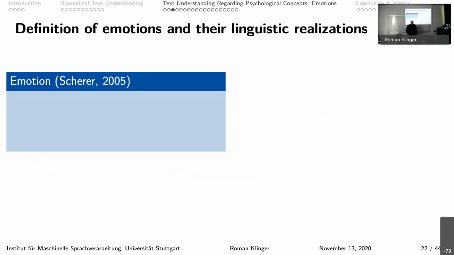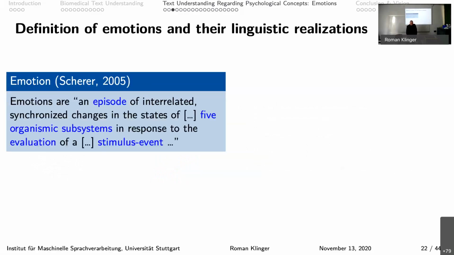To be able to do this, of course, we first need to look into the conceptualization of emotions. In the chemical or disease field, I argued that there are resources. I don't need to really define what it is; I can just rely on the resource. But with emotions, that's a little bit more challenging. So what is an emotion? According to Scherer in 2005, emotions are an episode of interrelated, synchronized changes in the states of 5 organismic subsystems in response to an evaluation of a relevant stimulus event. So there's an event, I consider it an important event, and that makes it necessary to develop an emotion.